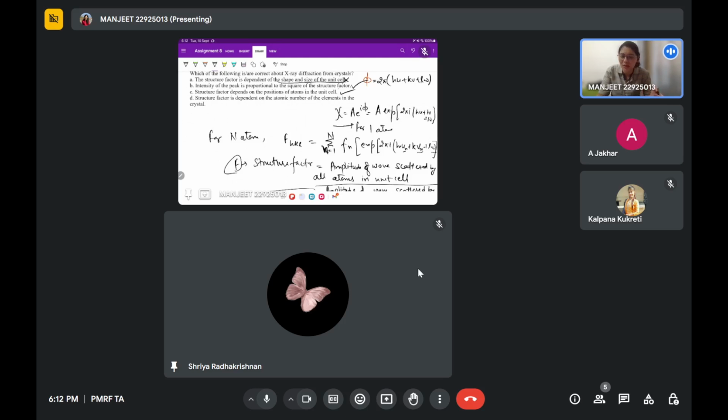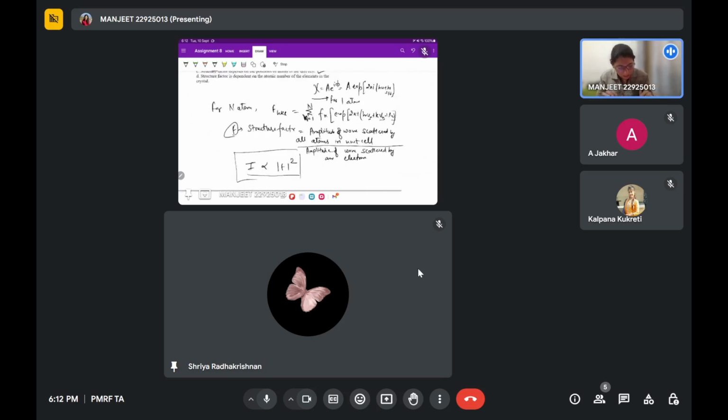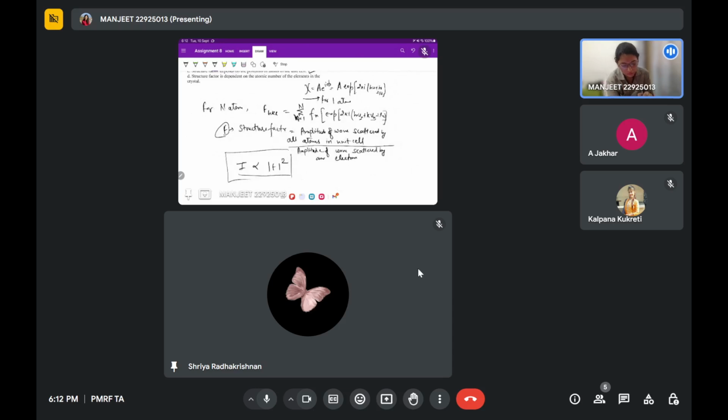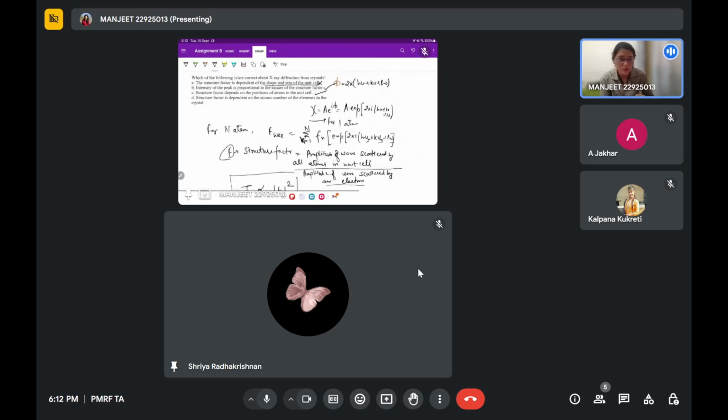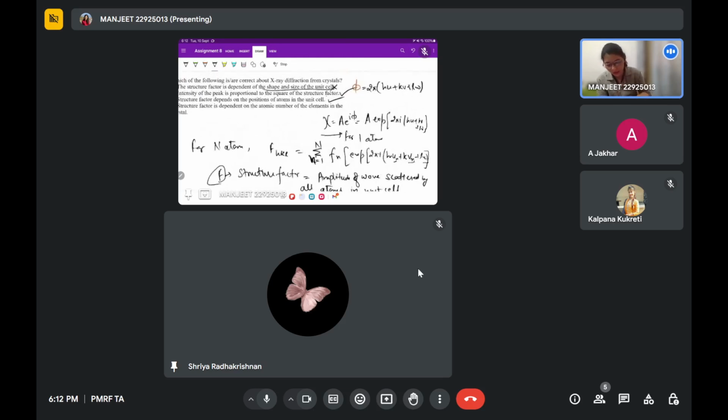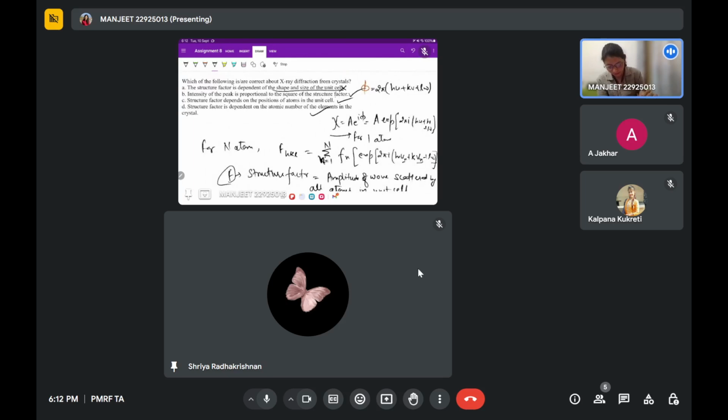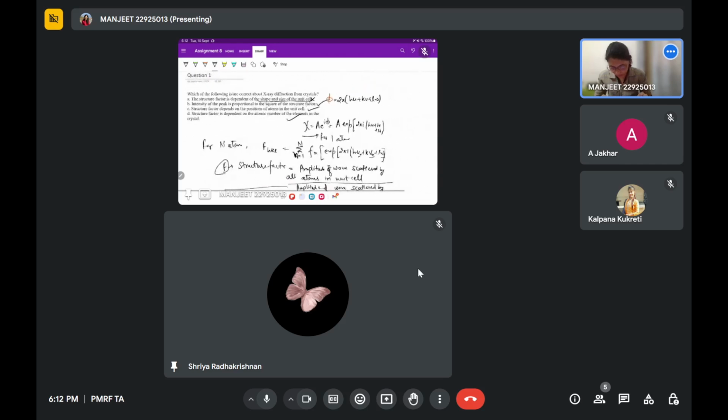how many electrons there are, because this F depends upon the wave scattered by an electron. So it also depends on how many electrons are present in the atom. So the structure factor also depends upon the atomic number of the element in the crystal structure. Okay, this is all about question number one.